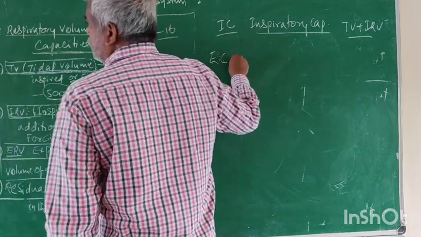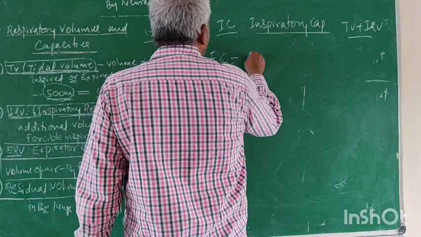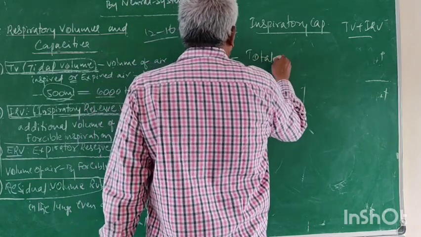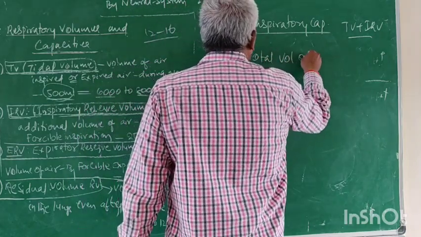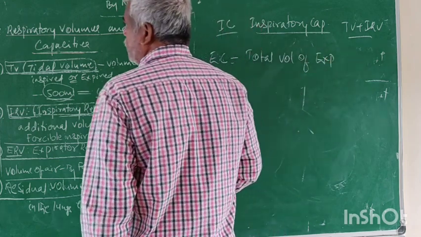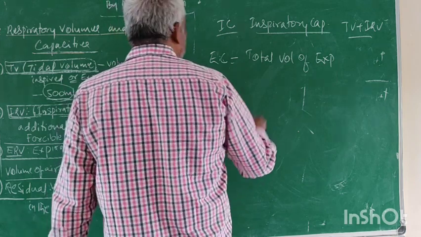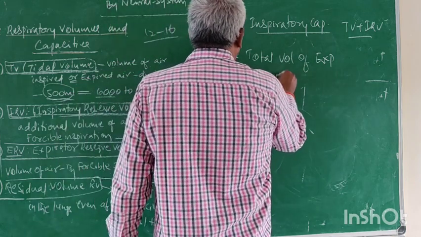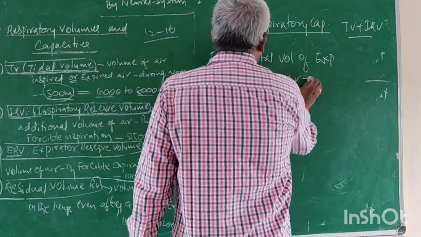Easy. That is the total volume of expired air, that is TV plus ERV. This is easy.